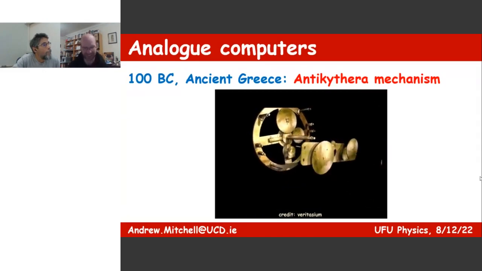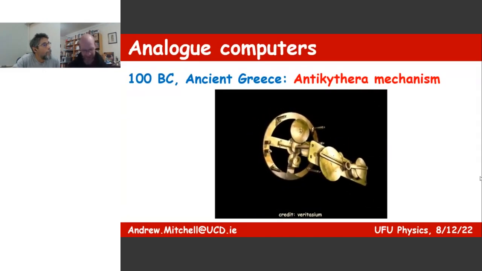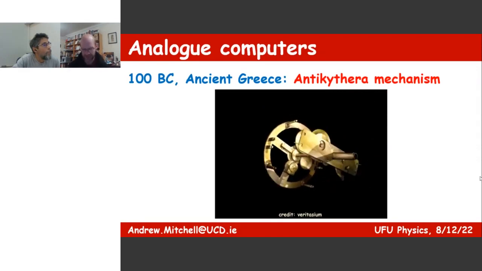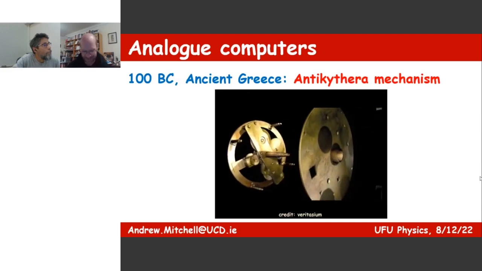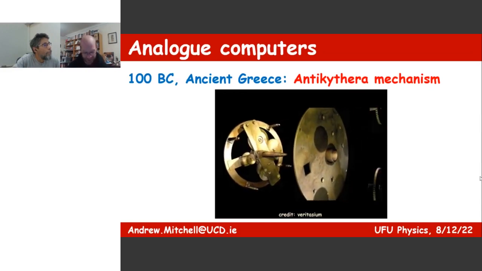You basically crank the handle of this device, the dials turn, and they show the orbits and the relative positions of the five planets that were known to the ancient Greeks at the time, as well as predicting solar eclipses decades in advance, even the dates of the predecessor of the Olympic Games and that kind of thing. So this is highly accurate calculations, actually modeling basically the motion of the solar system. And this is a kind of computer.